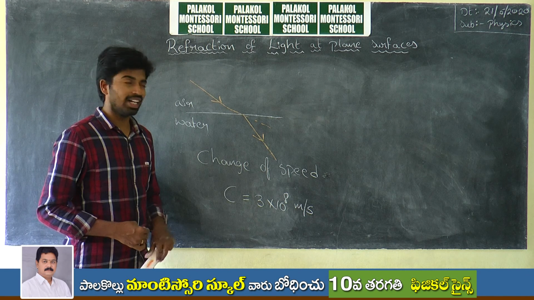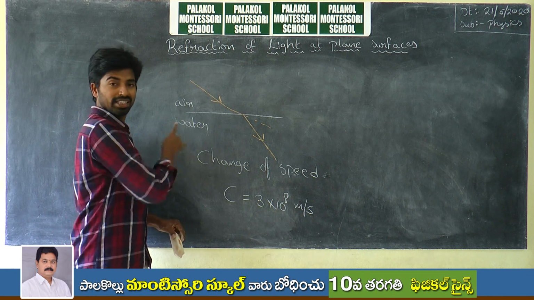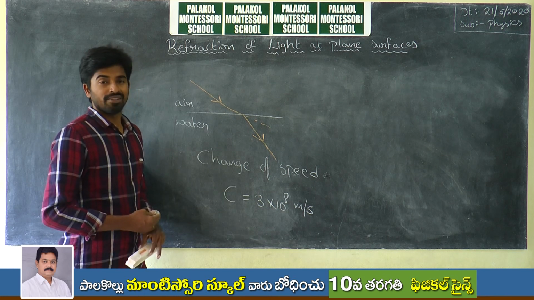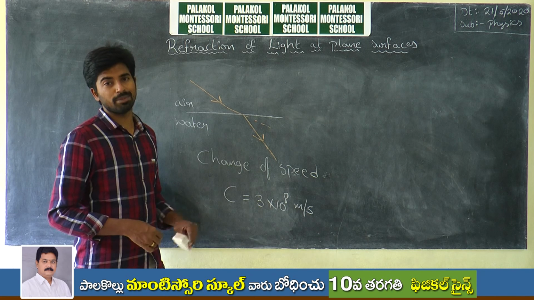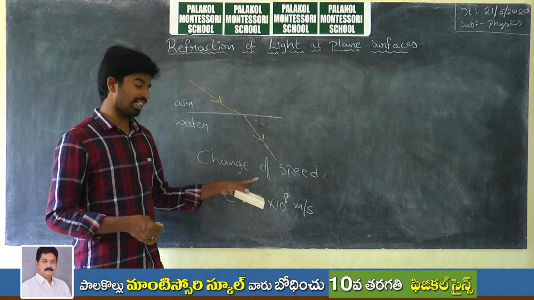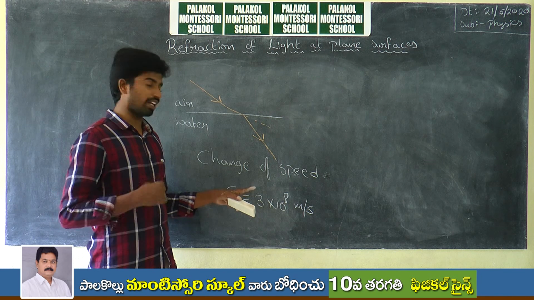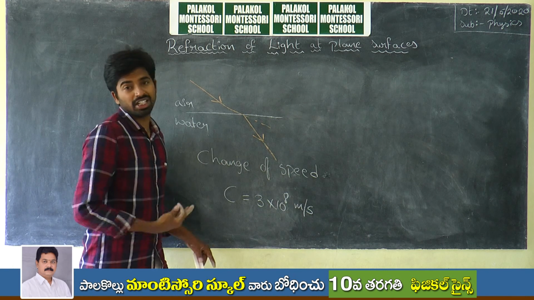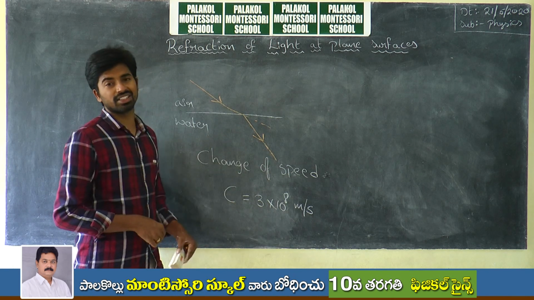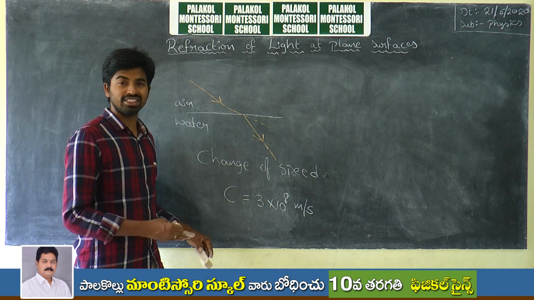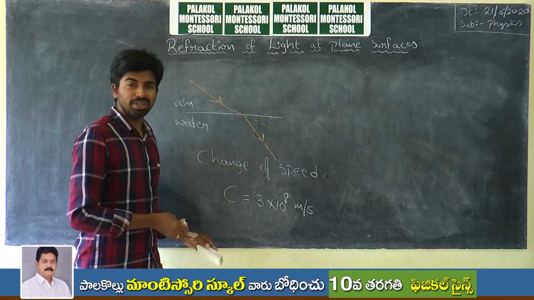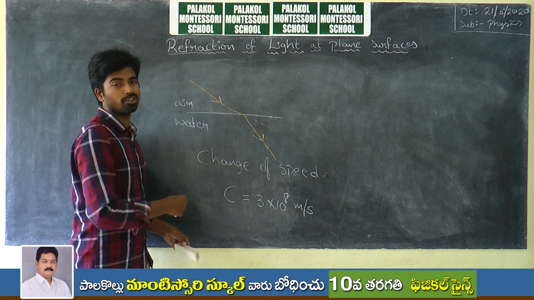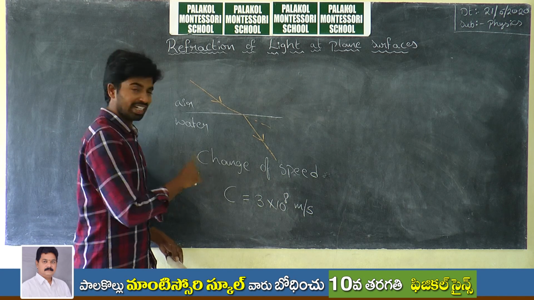The light speed is changing, and due to the change in speed, refraction occurs. So how much bend will there be? It depends upon the change of speed. If a large change has occurred in its speed, then there will be a large deviation from its direction. If there is very little change in its speed, then there will be less deviation from its original direction.